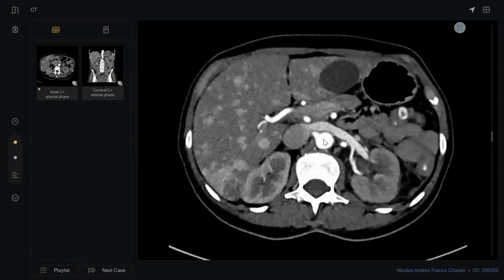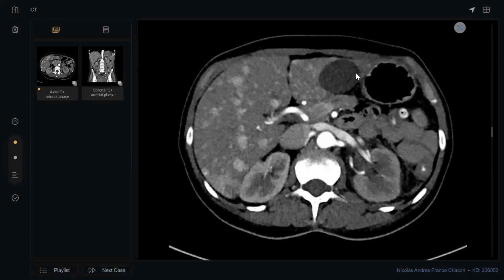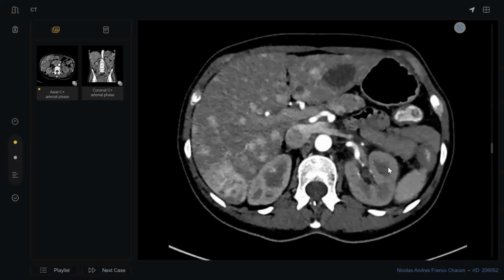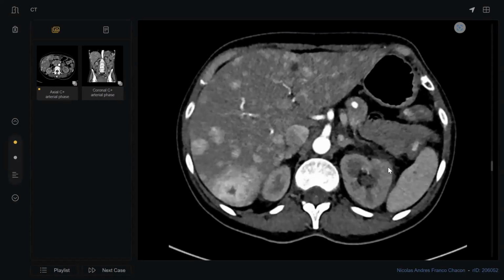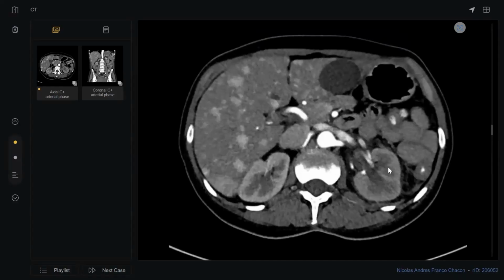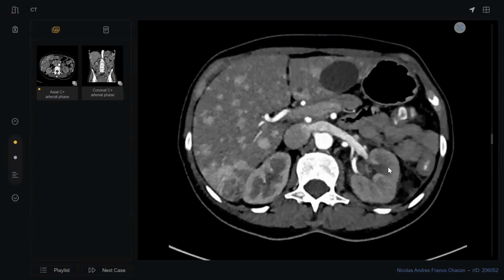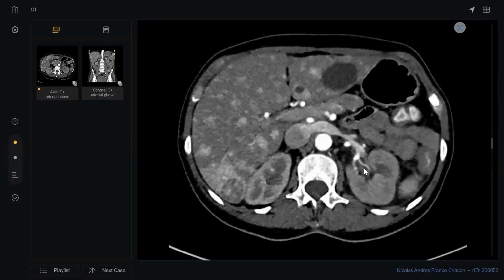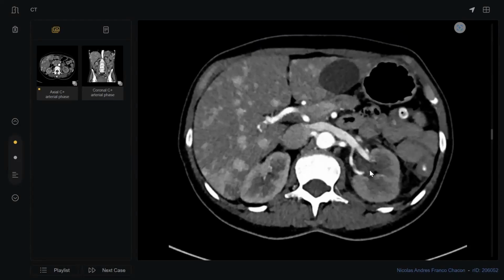Second question. What is this? Yes, sir. What is this? On the left kidney, sir. Yes, what is this? Hello, doctor. I cannot appreciate, sir. In the left kidney, there is a lesion which is in the renal pelvis. Yes, yes. What is the name of this structure?